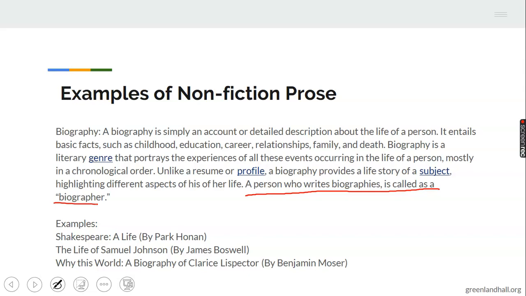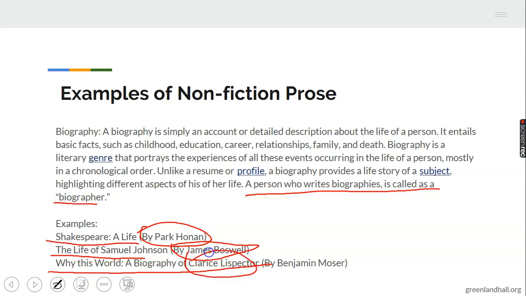Like we have here now, Shakespeare: A Life. This is a writer who wrote about Shakespeare. The Life of Samuel Johnson, a writer who wrote about Samuel Johnson. A biography of Harry Potter's author. This is the character written about, and this is the writer.